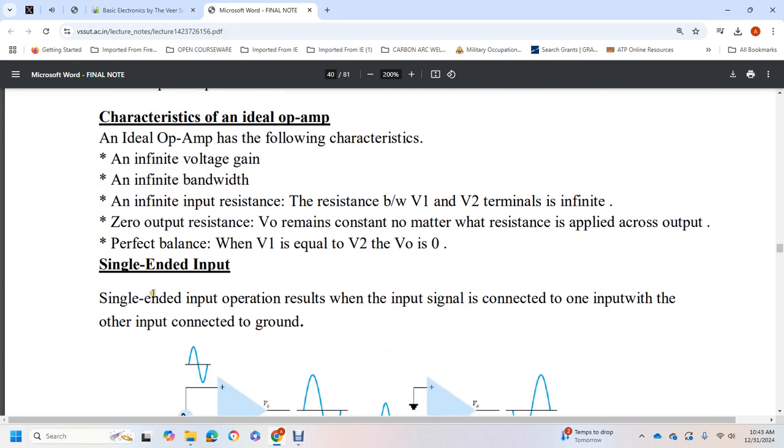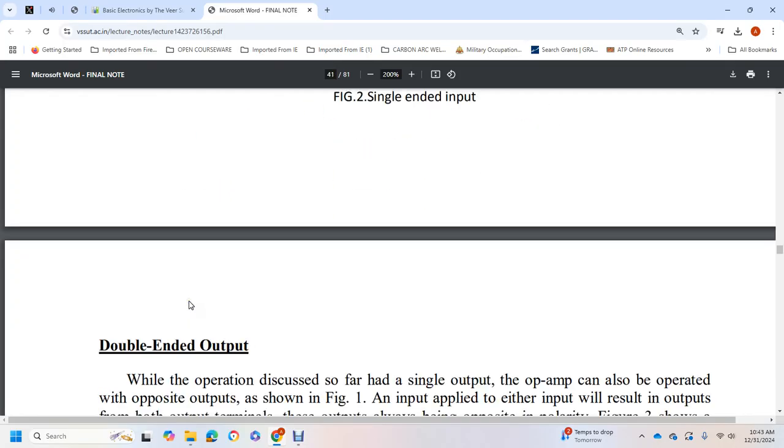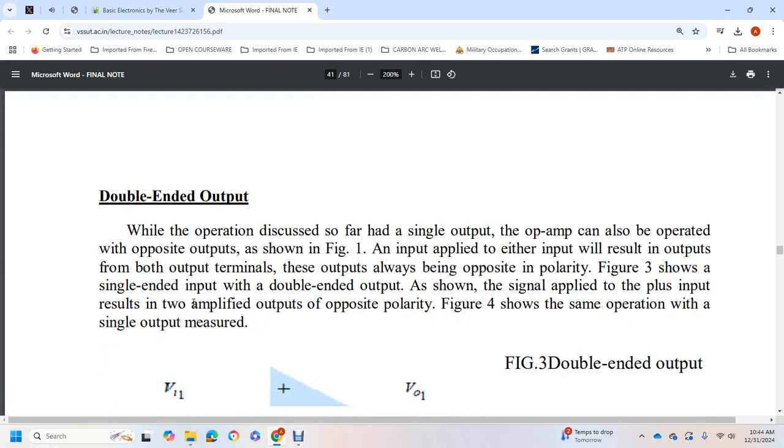Single-ended input operation results when the input signal is connected to one input with the other input connected to ground. Double-ended output: the operation discussed so far has a single output from the operational amp, but it can also have opposite outputs, as shown in figure 1. Input applied to either input results in outputs at both output terminals. These outputs are always opposite in polarity.